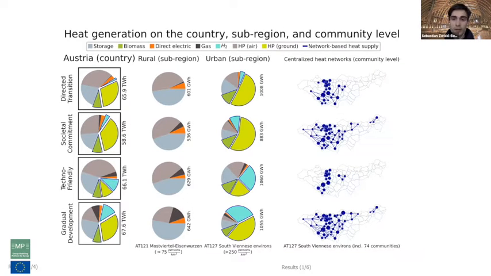And you can see the estimates for the topology on the community level for the 4 different scenarios. And you can see, for example, that the techno-friendly scenario results in the smallest expansion of the centralized heat network, but in the gradual development, which is the less ambitious scenario under these 4 different scenarios, we need high shares of and a significant expansion of the centralized heat networks, for example, here in this highly populated area called South Viennese environs, which is in the south of Vienna.